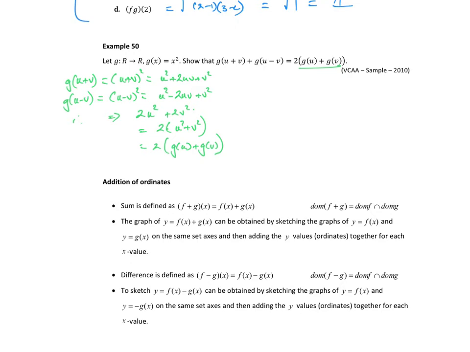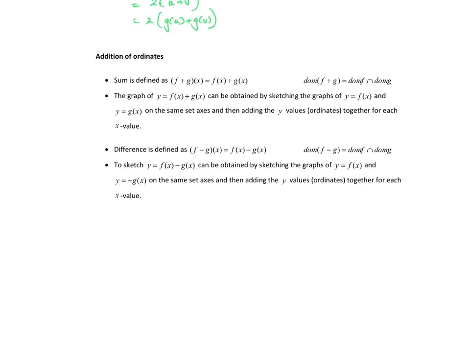Last little thing we want to have a look at is addition of ordinates. And addition of ordinates is a process by which we can sometimes sketch graphs that we may not know what they look like together, but individually we do know. So for example, I might want you to sketch the graph of y equals x plus 1 on x. Now individually, I know what x plus 1 is.